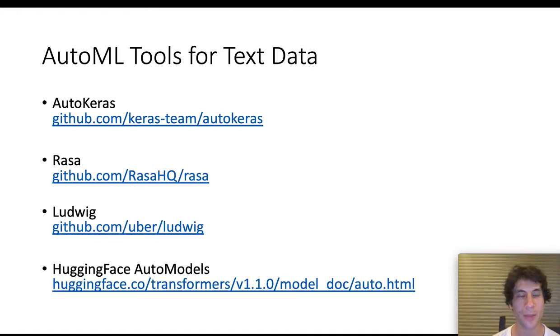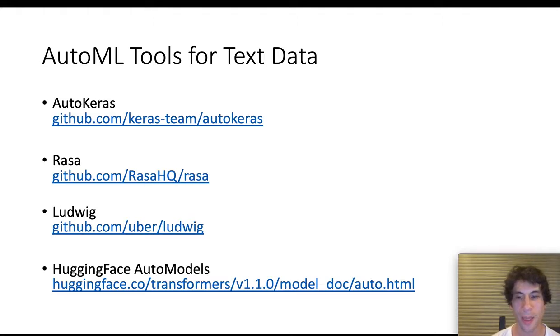Rasa is an AutoML library for text data that is mainly intended for chatbots. Under the hood, it uses long short-term memory networks and transformer models, which are among the state-of-the-art models for text data in today's natural language processing community.